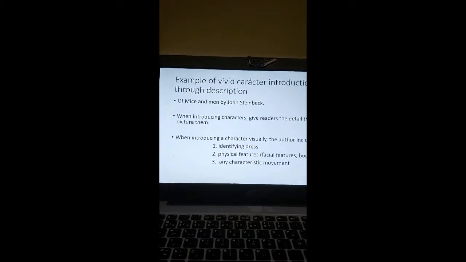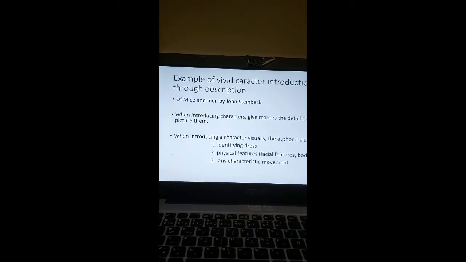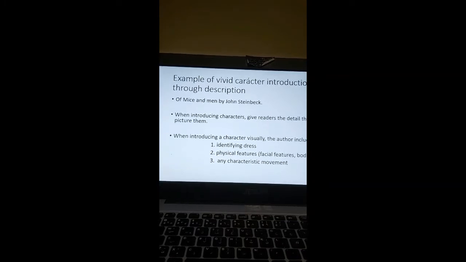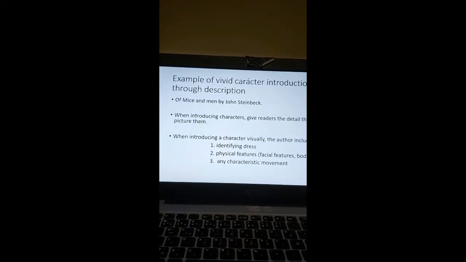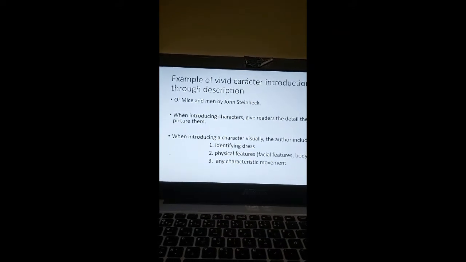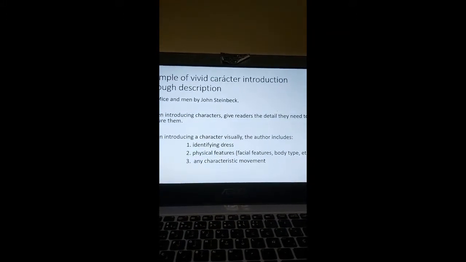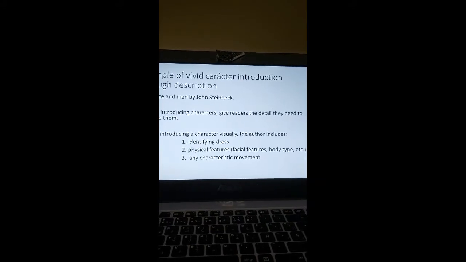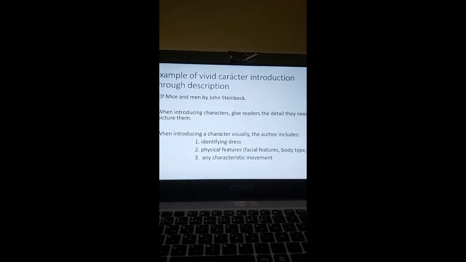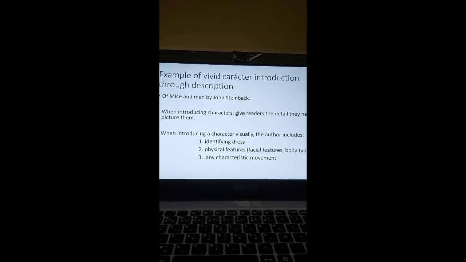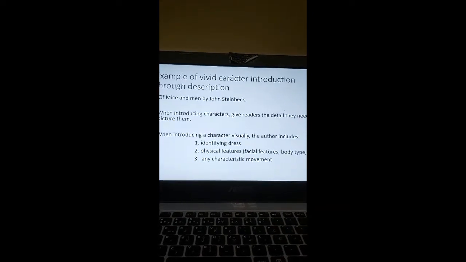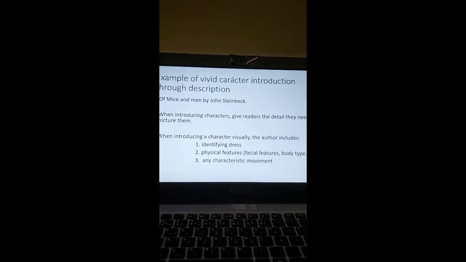Another way of introducing characters is through description. We have Of Mice and Men by John Steinbeck, where the introduction gives readers the details they need to picture the characters. The author includes identifying dress, physical features, facial features, body type, etc., or any characteristic movement.